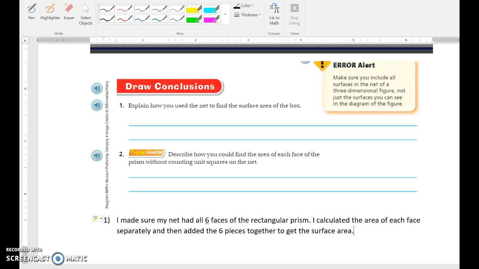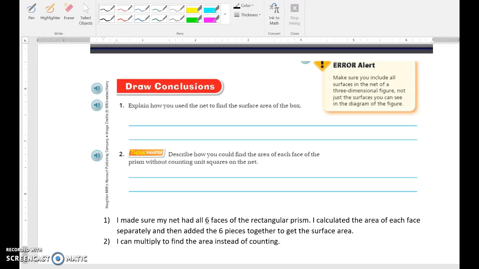Okay, how could I find the area of each face of the prism without counting unit squares on the net? Well, that's sort of an easy answer because I can multiply. We already did that, right? I can multiply to find the area instead of counting, right? You guys know that I did 4 times 8. I didn't do 1, 2, 3, 4, blah, blah, blah.